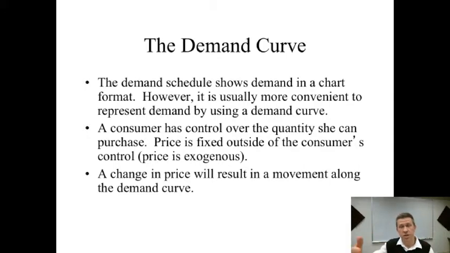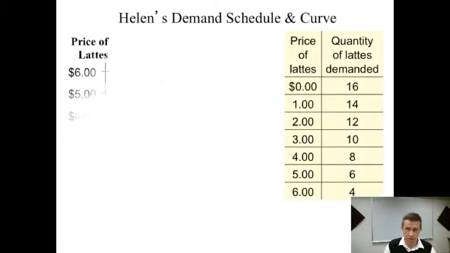Well, here it is. You tell the consumer a price. On the demand curve, you put in the price given to the consumer. The consumer says, oh, it's $3, I'll buy 10 lattes, right? Price is fixed outside the consumer's control, but the consumer gets to choose the quantity he or she would buy at any given price. So if price changes, what we'll end up doing is going from one spot on our curve to another spot on the curve.